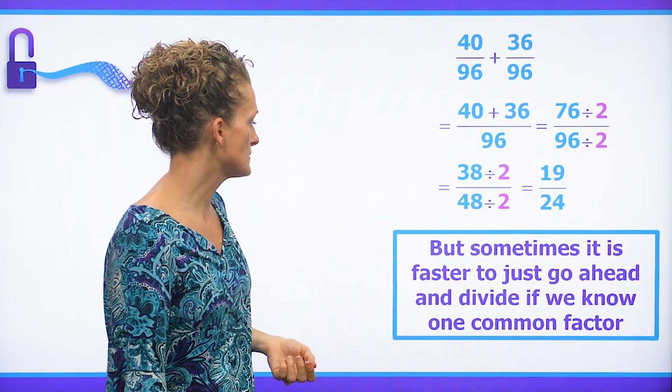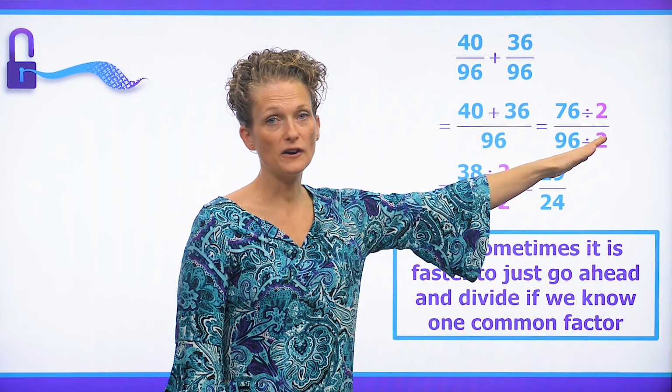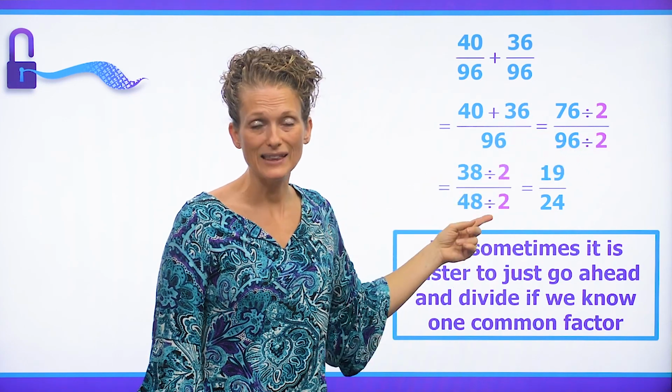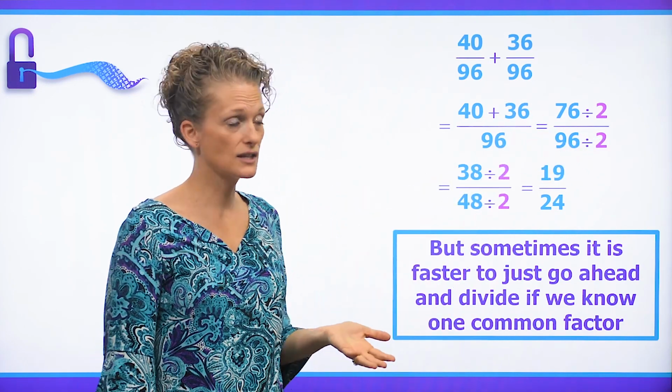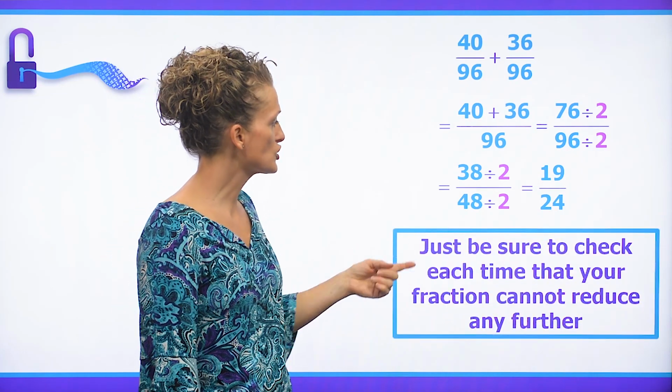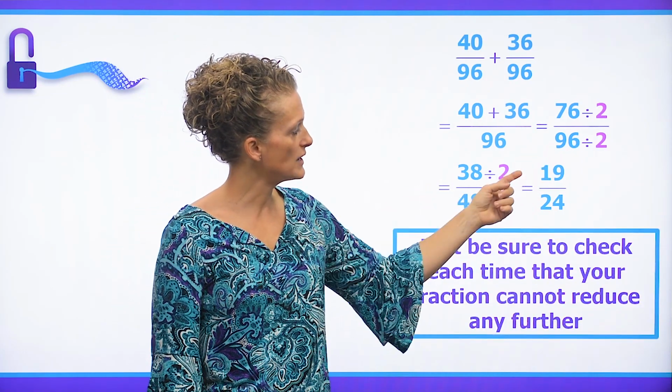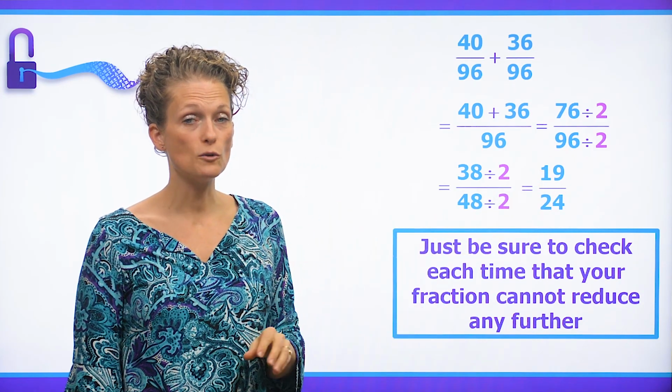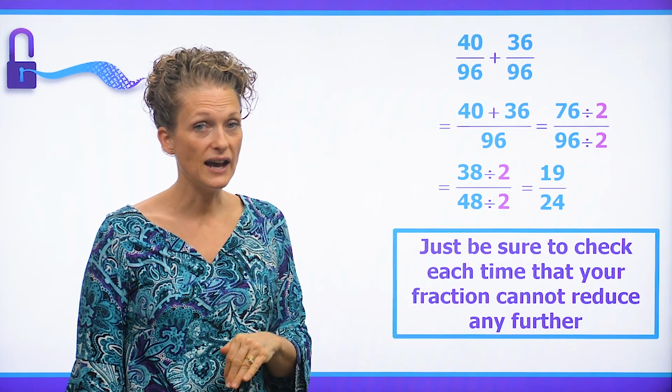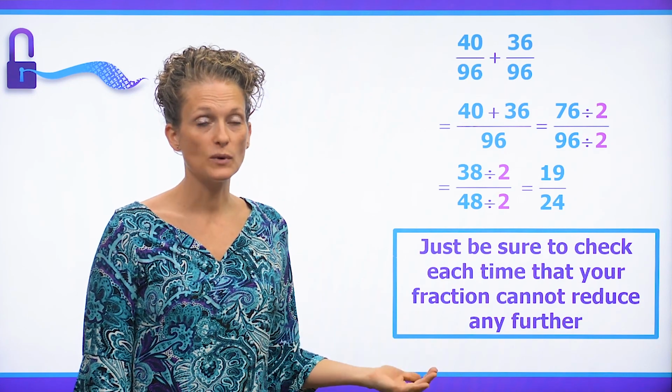So we can do that. Sometimes it's just faster to go ahead and divide by 2 like we did here, and then divide by 2 again. It actually can save us time. So just be sure to check each time that you divide, make sure that the fraction is actually as simple as it will go, because otherwise you aren't going to have a simplified fraction, and that's what we were asked to do.